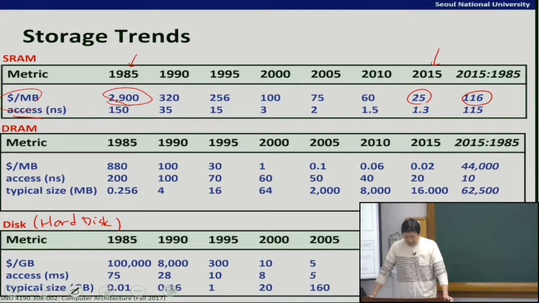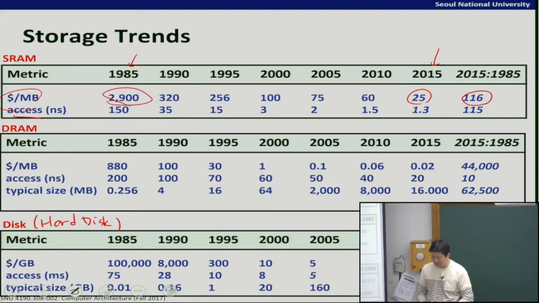Also, the access time scaled quite a bit. In 1985, the access time for a single SRAM cell was about 150 nanoseconds, but it's only about 1.3 nanoseconds now. So it's over 100x improvement, right?